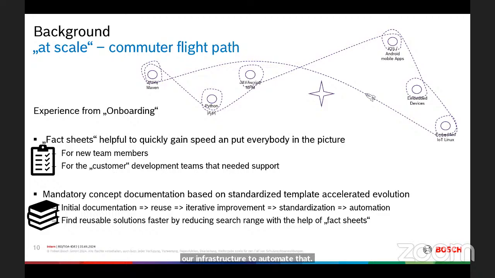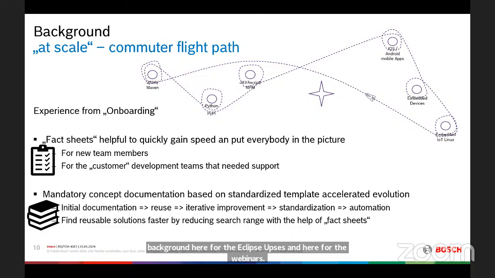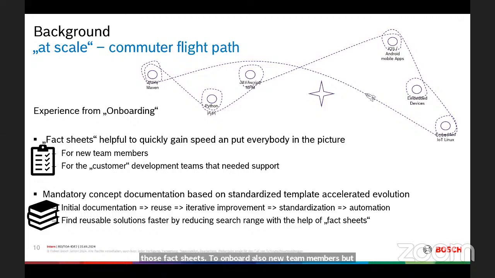And the experience, and this is also the main background here for the Eclipse Apoapsis and here for the webinars, we found out that it is very helpful to have those fact sheets to onboard new team members, but also in the discussion with the customer development teams, to explain to them what we need, also to the automation developers, also to the legals, to the curation teams, so that we get a faster and better idea, okay, what is now the specific need of this ecosystem that we need to serve. Like in the beginning, Java Maven, as I said, JavaScript, NPM, Python, embedded, etc.